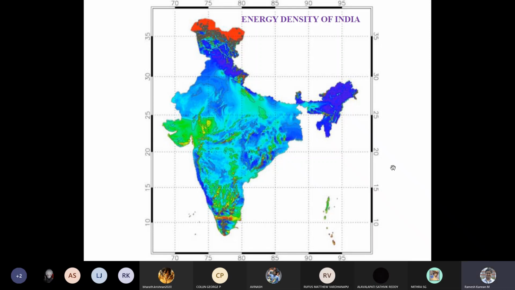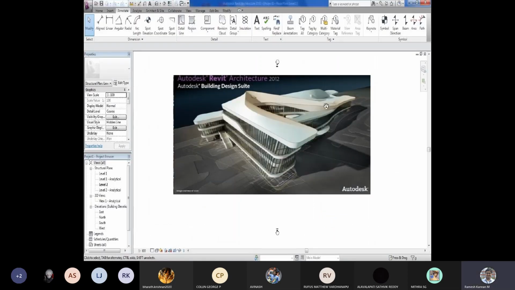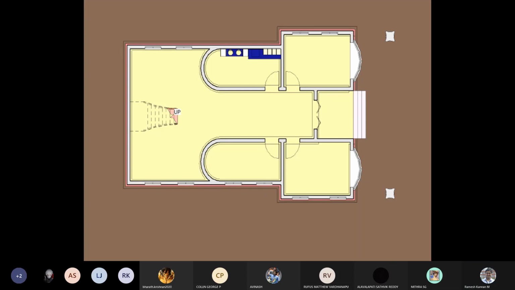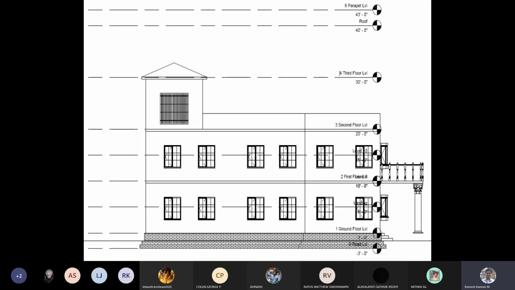Yeah, all right. So we'll move on to the other thing. This is something in Revit 2012. It's a very old Revit. In fact, this is where we have done most of our work. This is the floor plan of a two-story building, right? So we have developed this, and this is the elevation, right? There's a reason that we kept this particular thing. I'll tell you why exactly we kept that.